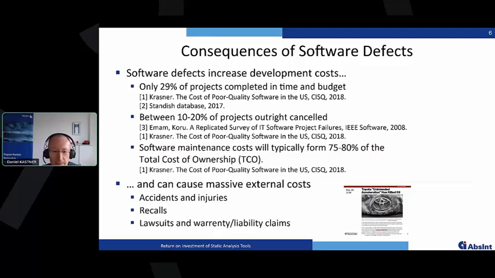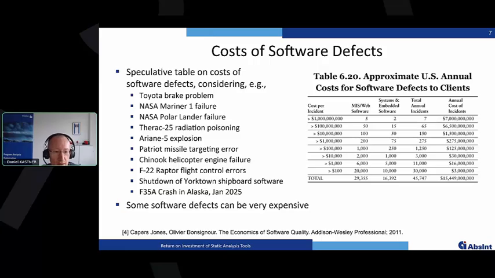Okay. There is another book which is quite interesting to read, The Economics of Software Quality, which tries to give some numbers to software development properties, including software defects. And this is a screenshot from the book, basically showing costs of certain software defects in certain domains.